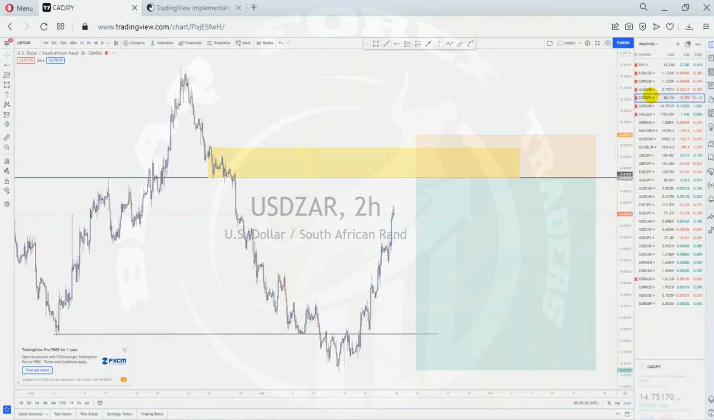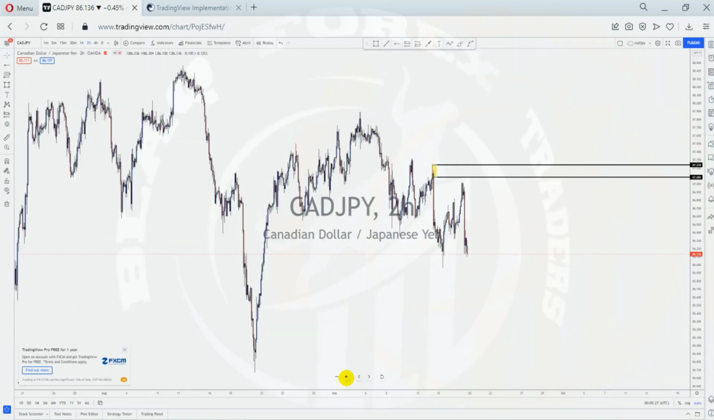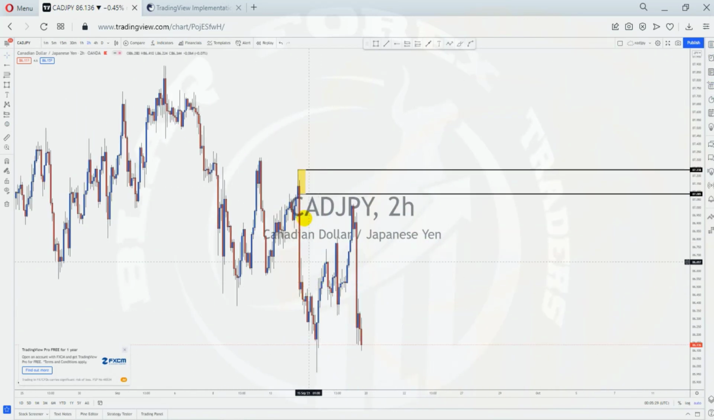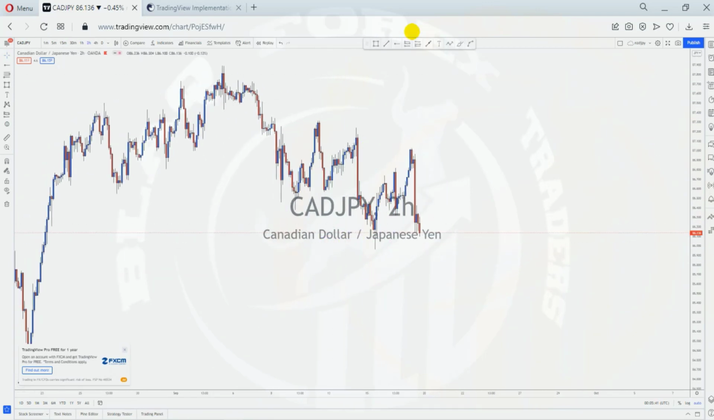So let's move on to GPY. If we look here, GPY ever since this drop failed to reach my supply here, so I'm not going to be focusing on that supply. This is the 2 hour time frame, still fine here. You can see we have this break of structure here.